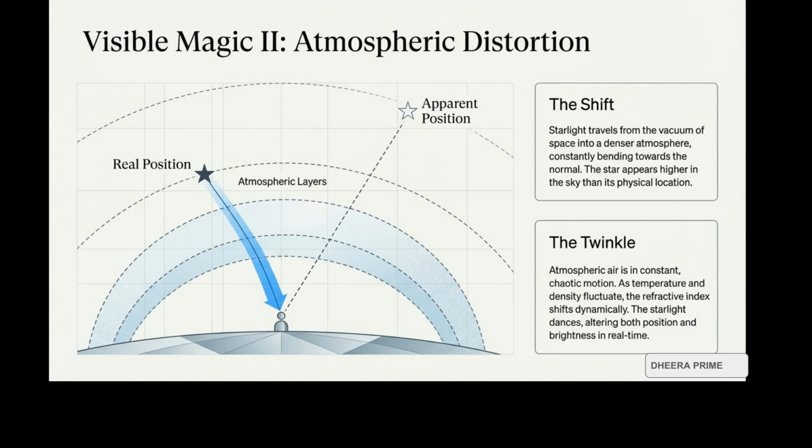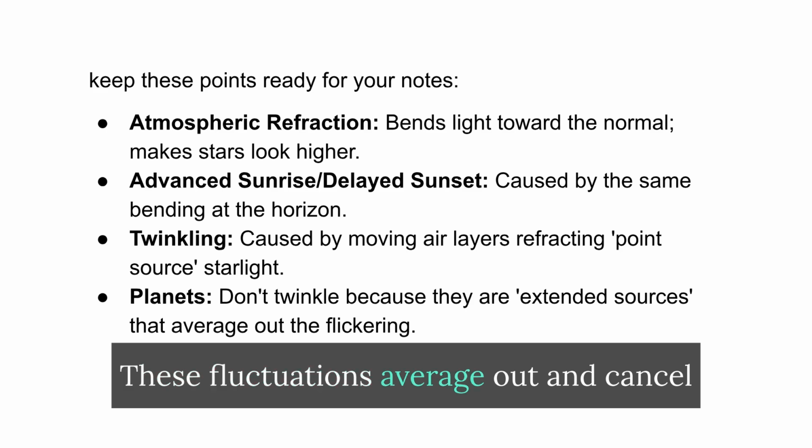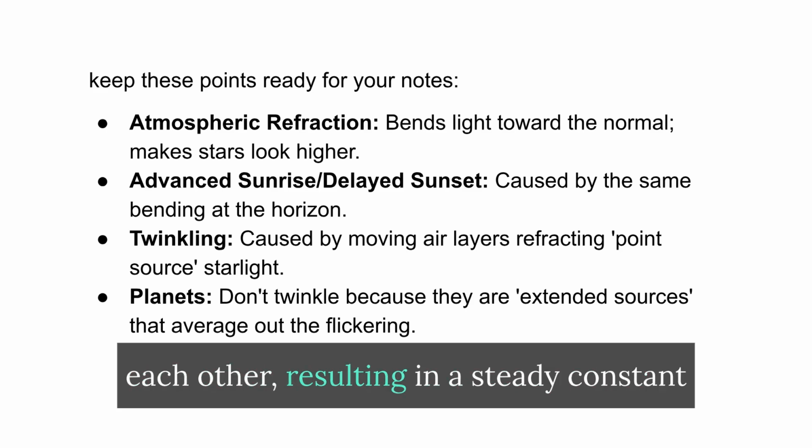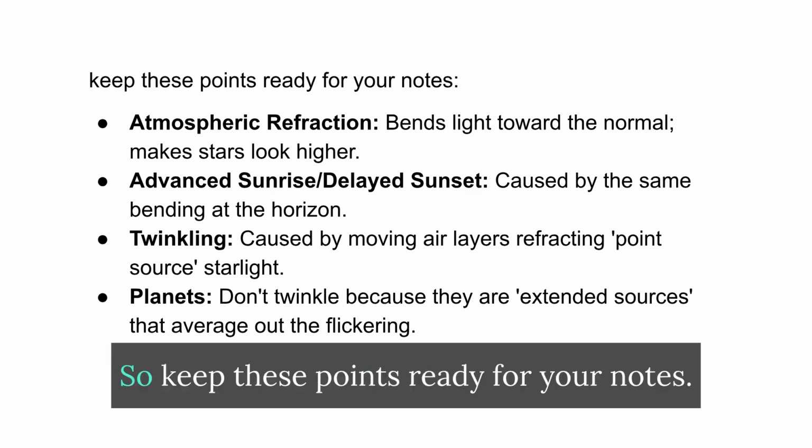The cancellation effect: while one beam from the planet might be bending left, another beam from the other side of the disk is bending right. These fluctuations average out and cancel each other, resulting in a steady, constant light. So keep these points ready for your notes.